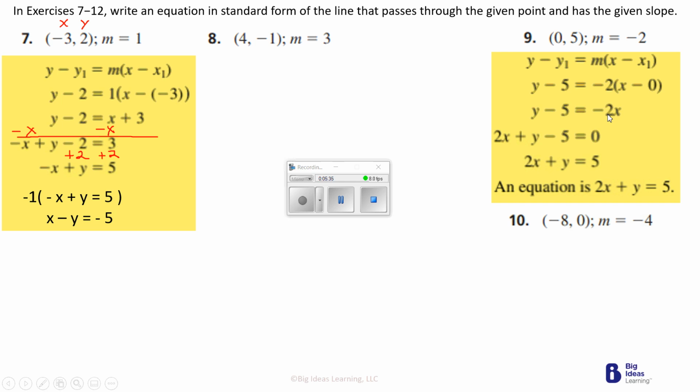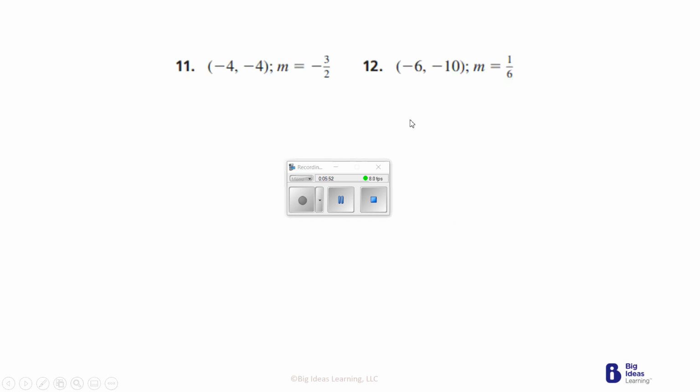All we have to do is bring the inverse, positive 2x to this side, right? We're going to add 2x here to get rid of it, add 2x to this side. And then we're going to add 5 to this side and add 5 to this side to get rid of the -5. And now we have our equation. All right, you have number 8 and 10.